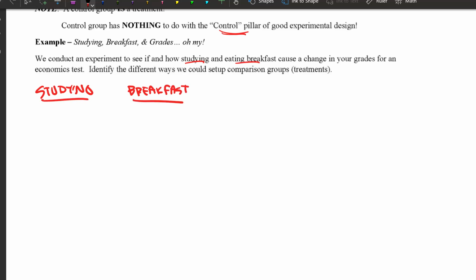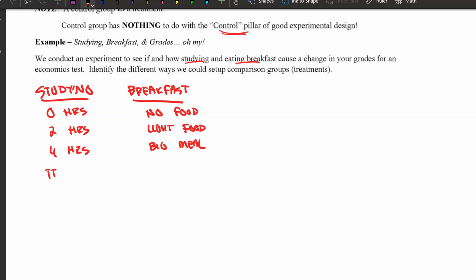I guess we could do different levels. We could say you study or you don't study, or you could say you study 0 hours or 2 hours, or you study 4 hours maybe for this test. And breakfast, you could say no breakfast, so no food. You could say a light breakfast. You'd have to define what light is. Light food or a big meal. So we could set it up like this, in which we have 2 factors and 3 levels for each factor.